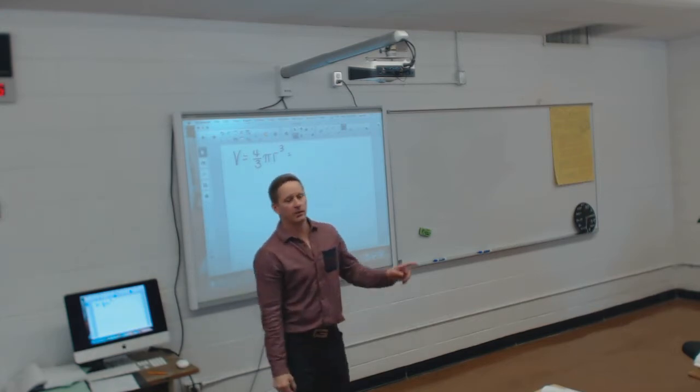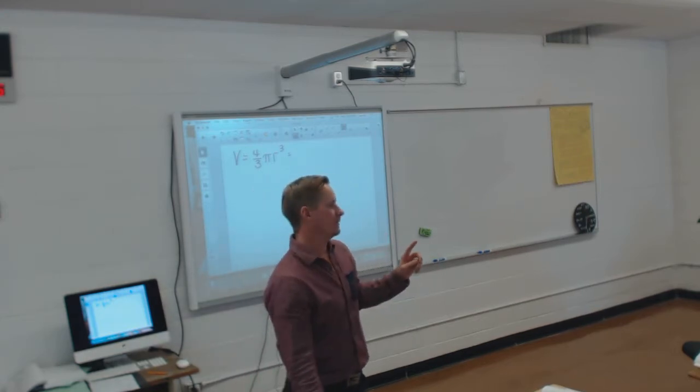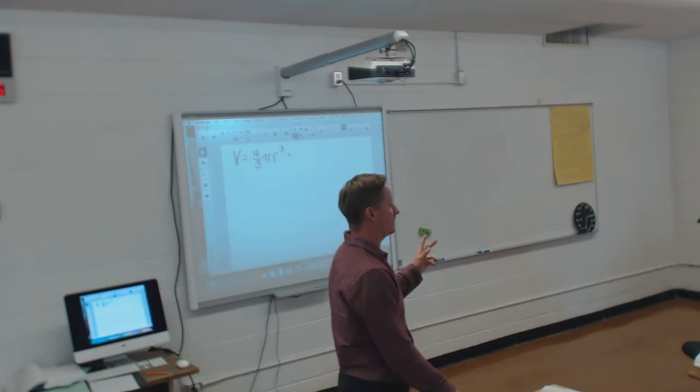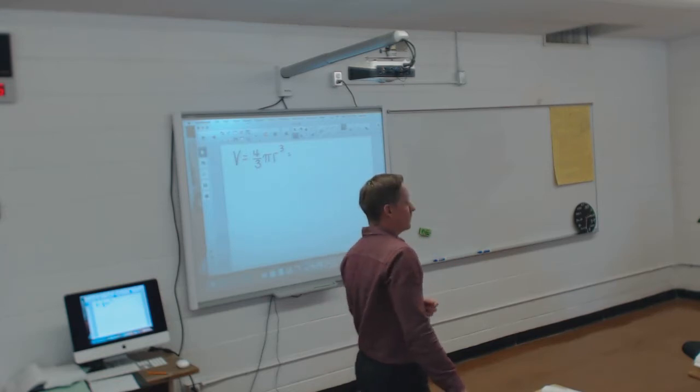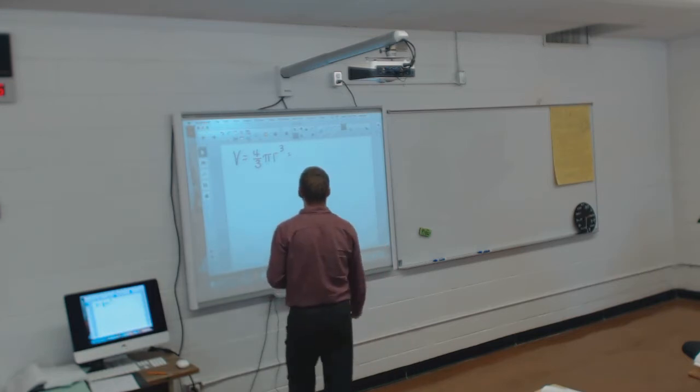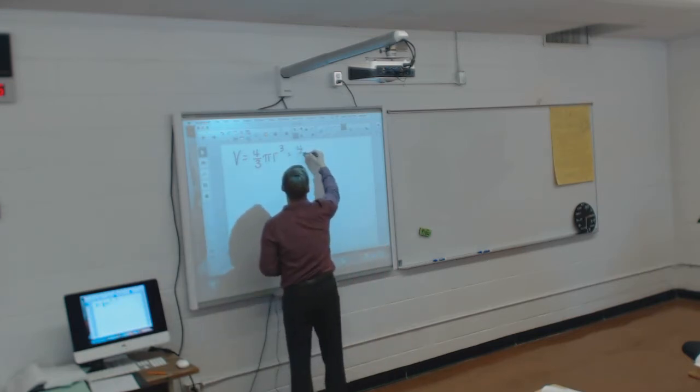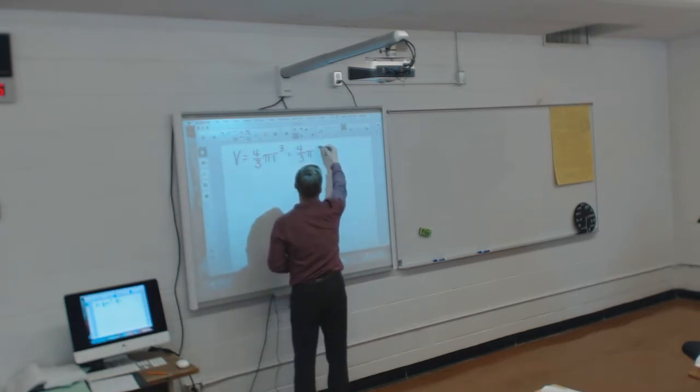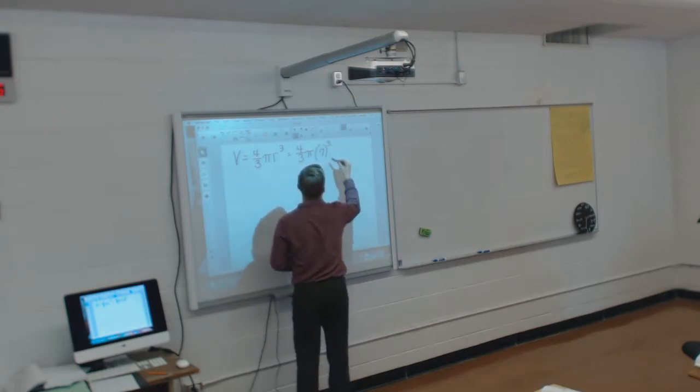Again, there's only one unknown. Well, there's two, but there's going to be one given to you. So in this case, what's the radius? 7 millimeters. Is it 7? Yeah, because it's 14 millimeters. The diameter is 14, therefore this is 7. Yeah. And there you have it.